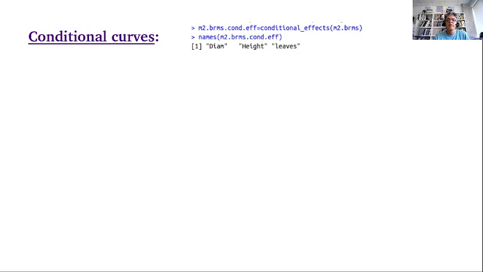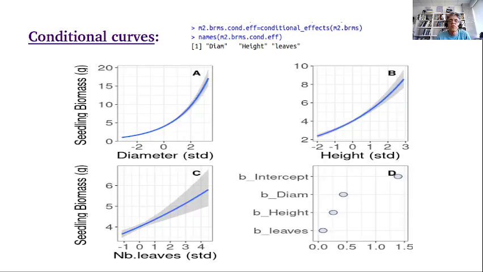The conditional curves obtained with the command conditional_effects of the brms package allow us to draw the following curves. This is the relation between the seedling biomass and the diameter while keeping all other variables at 0, that is, at their mean values. And likewise for plots B and C. Here we have the mean of the posterior distribution for each of the parameters, and their credible interval is so small that it cannot be seen underneath the point, but it does exist, as we saw in the summary of the model.